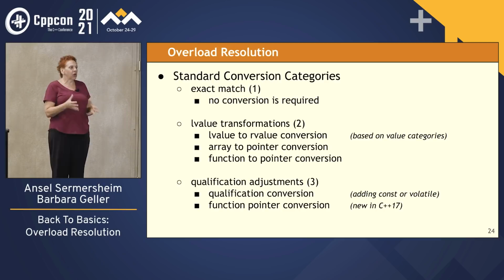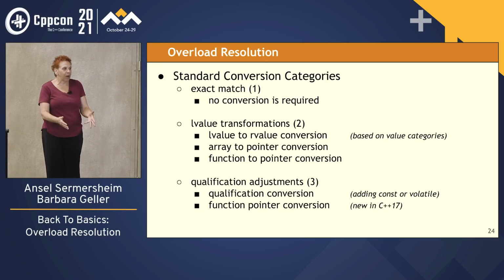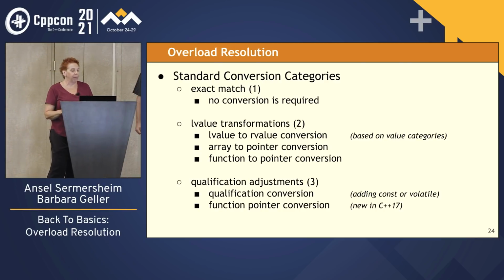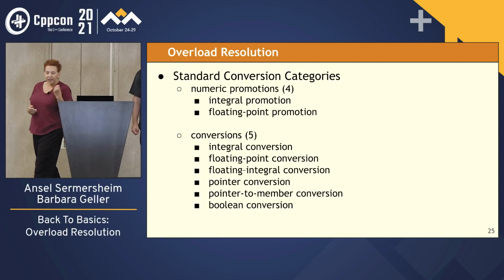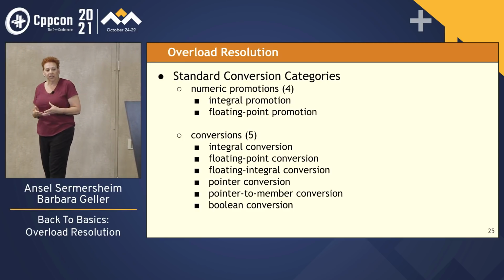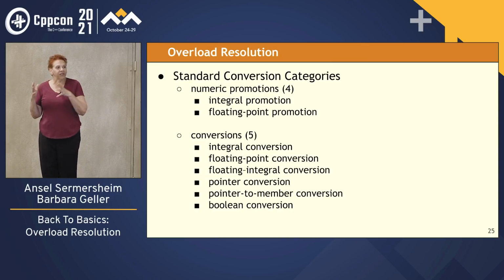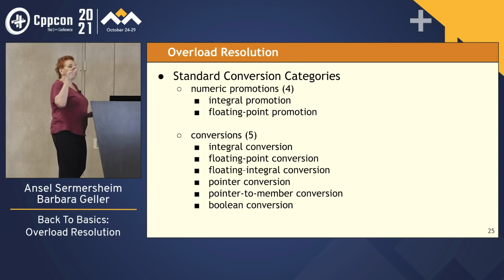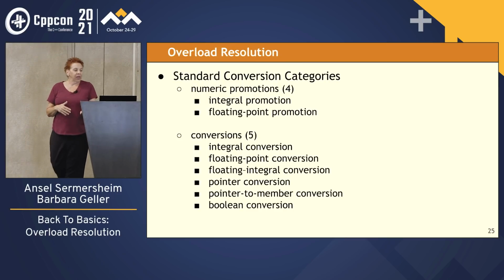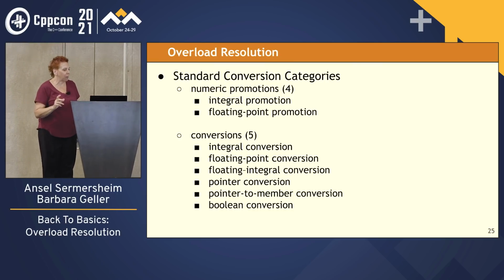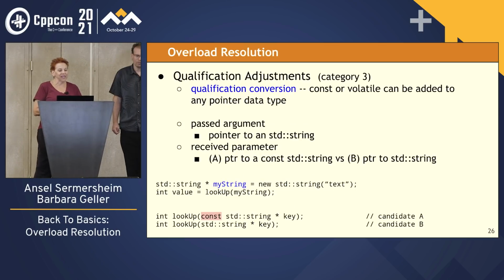Now, we've assembled this all from the standard. You don't have to memorize all of this, but you have to understand that there is a ranking. The 4th and the 5th one are more interesting to us. 4 is the numeric promotions, and 5 is conversions. So all 5 of these are part of the standard conversions. And again, something that's a 4 is better than a 5. So at some point, you may need to know, where is my ranking? So we're going to do that with some examples as we go on.